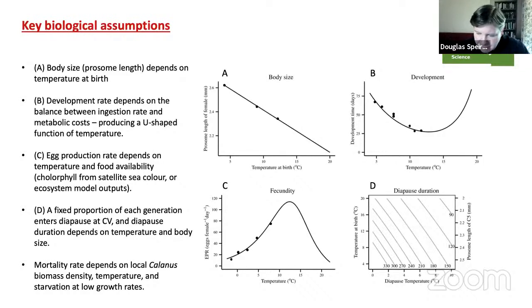So combining all of these, we can produce a plot like the panel D here. So temperature at birth affects the prosome length. That's the y-axis here on the left and the right of the panel. So we can map temperature at birth to prosome length. And the diapause temperature, so that's the temperature in the deep water where they're overwintering, determines how fast they use up their lipid reserve. The balance between these then gives you a potential diapause duration, which are the contour lines here. So the numbers are the days of the duration of diapause. So it's a function of the temperature of the diapause environment, deep temperature, and the temperature at which they were born, because that affects how big they are and how much lipids they can carry down to the diapausing deep water.